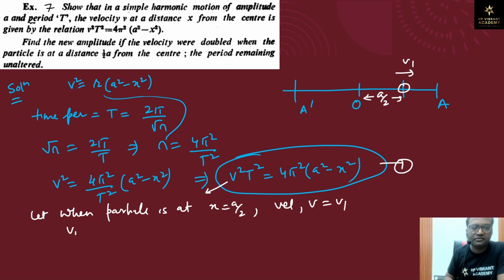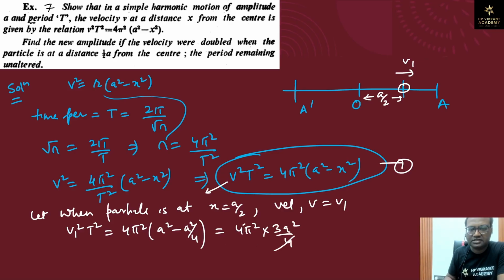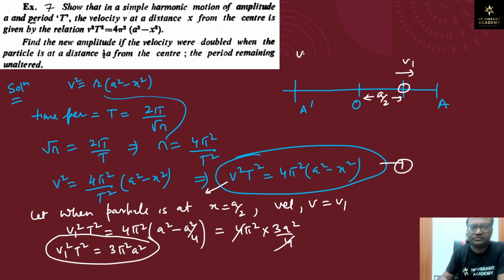So we have v1 square T square is equal to 4 pi square into a square minus a by 2 whole square, that is a square upon 4. So from here this is equal to 4 pi square into 3a square upon 4. This gets cancelled. So we have v1 square T square is equal to 3 pi square a square.